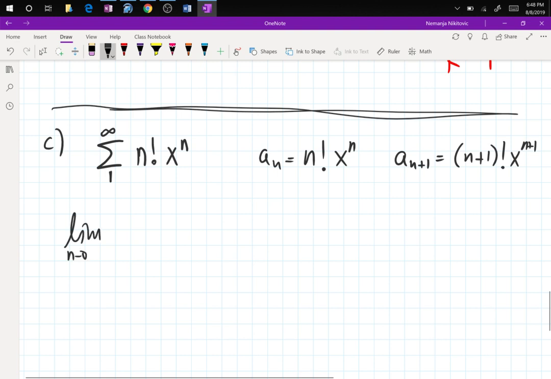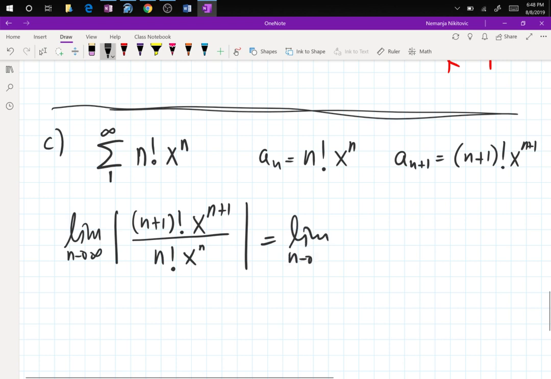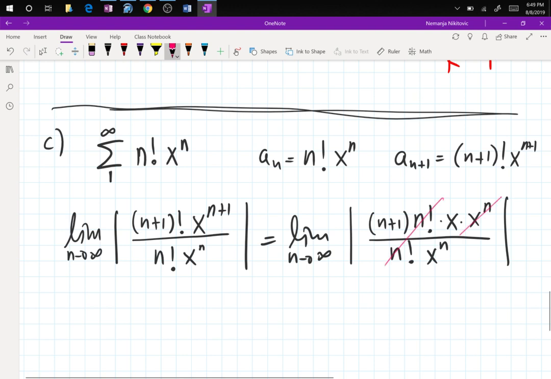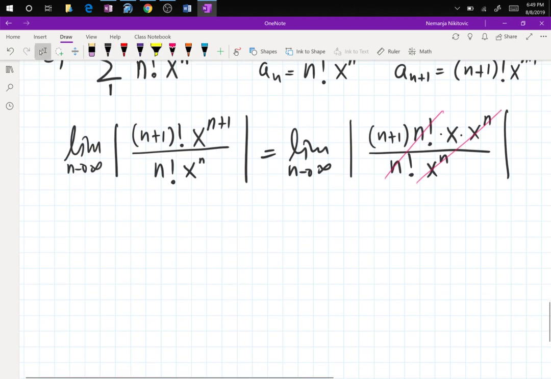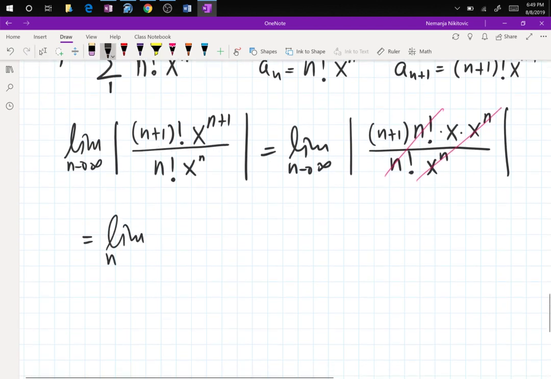We have our ratio test, limit n goes to infinity. Absolute value. We take our n plus 1 factorial x to the n plus 1, and we divide it by n factorial x to the n. We do the peeling and canceling. So peel off these plus 1s. We have n plus 1 times n factorial times x to the n divided by n factorial x to the n. Cancel and cancel, and you are left with the limit n goes to infinity of absolute value of n plus 1 times x.